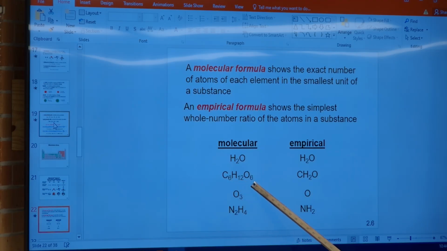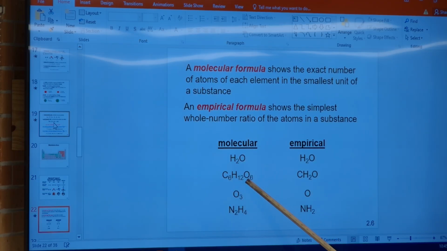C6H12O6. This is sugar, glucose. If anyone has diabetes, this person needs to test or monitor blood sugar. That blood sugar is glucose. So the chemical formula is C6H12O6. This is the molecular formula.